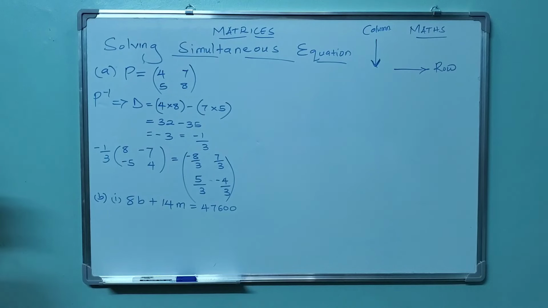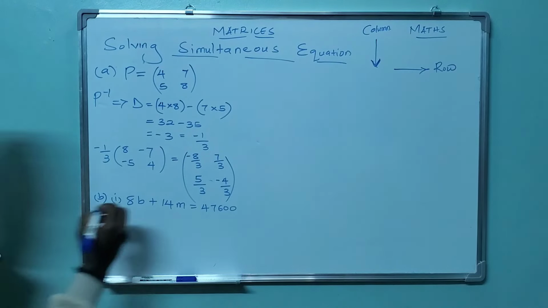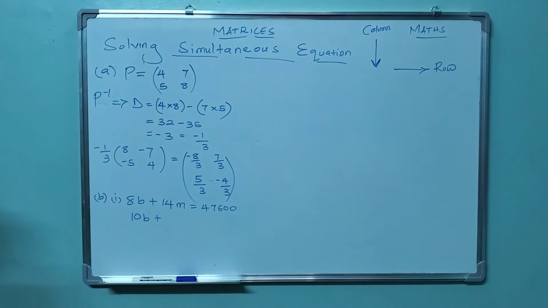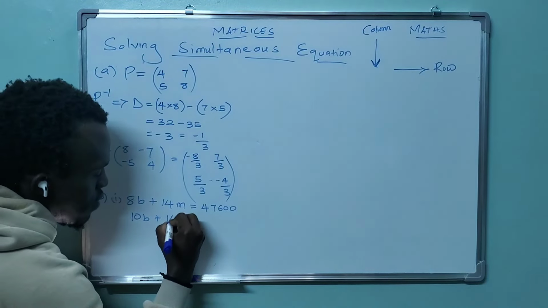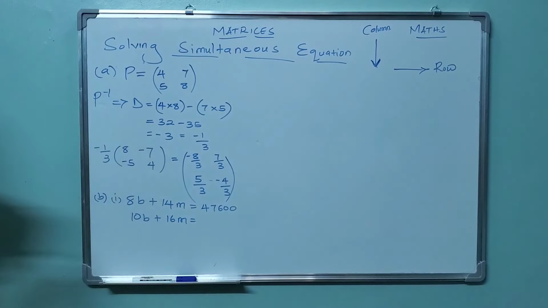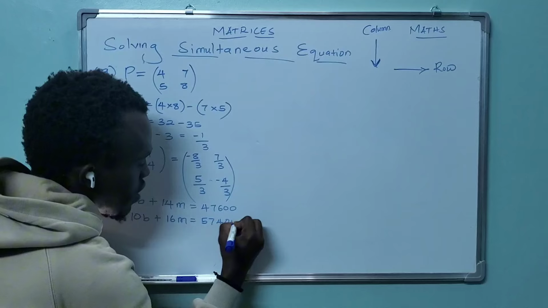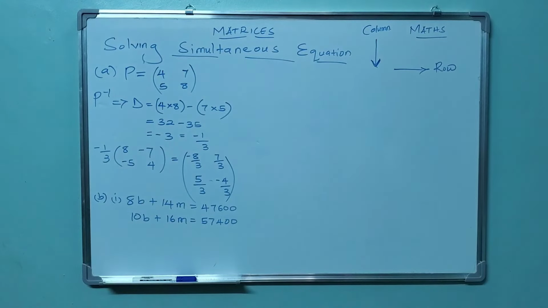And then this other school, that is Nthia, purchased 10 bags of beans and 16 bags of maize at 57,400. Then you're being told to form a matrix equation.